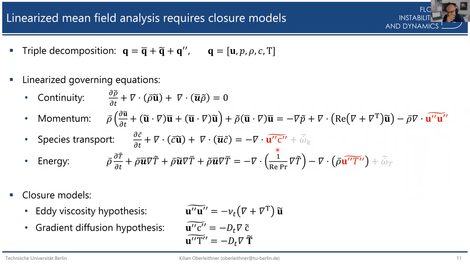To close these equations, as I said, we need some additional equations, and we use a very simple approach here. We use the eddy viscosity hypothesis and the gradient diffusion hypothesis to close this problem. Of course, this leaves you with the unknown eddy viscosity and turbulent diffusion coefficients, and those we typically calibrate to the data that we already have in order to get our mean fields. So this is in brief our approach to closing this problem.